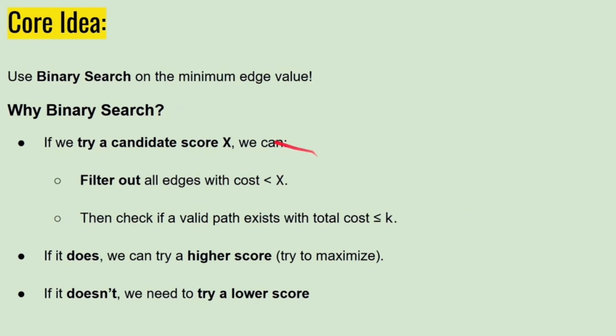So what is our core idea? Our core idea is to use binary search on the minimum edge value. Why are we going to use binary search? Because if we try a candidate score x, we can filter out all the edges with value less than x. Then we check if a valid path exists with total cost less than or equal to k. If it does, we can try a higher score and maximize it.